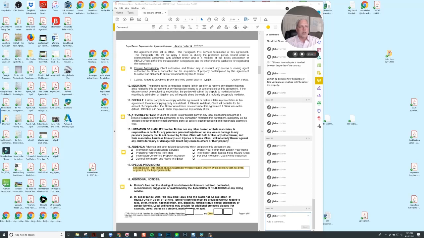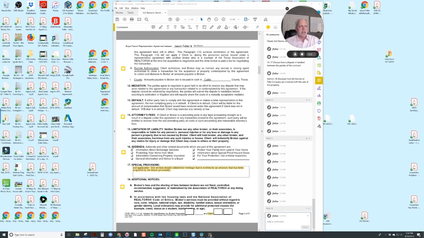12, 13, and 14 of this page are basically legal terms. These sections are in place to discuss if there was a dispute that came about for some reason in the transaction between the buyer and the agent, and how that would be handled: initially mediation, how default is handled, how the attorney's fees are handled as far as buyer paying for theirs, seller paying for theirs.